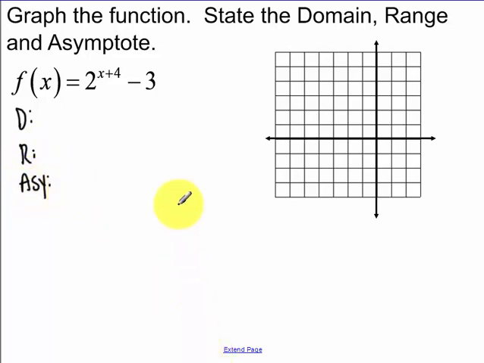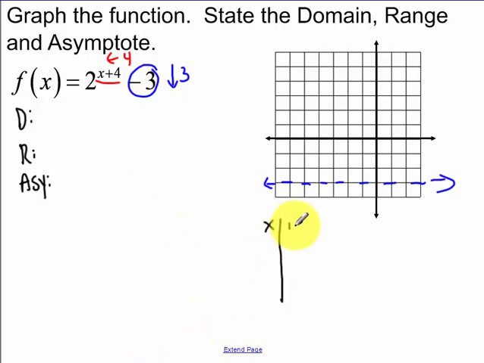Now let's talk about our translations. -3 means I move everything down 3. So this x-axis that was my asymptote, I move down 3 units. And I draw that in right away so that I know that that's like a floor I can never cross. And then +4 means I move everything left 4 units. So what I need to remember when I'm graphing is that I'm graphing translations of the 2 to the x function.